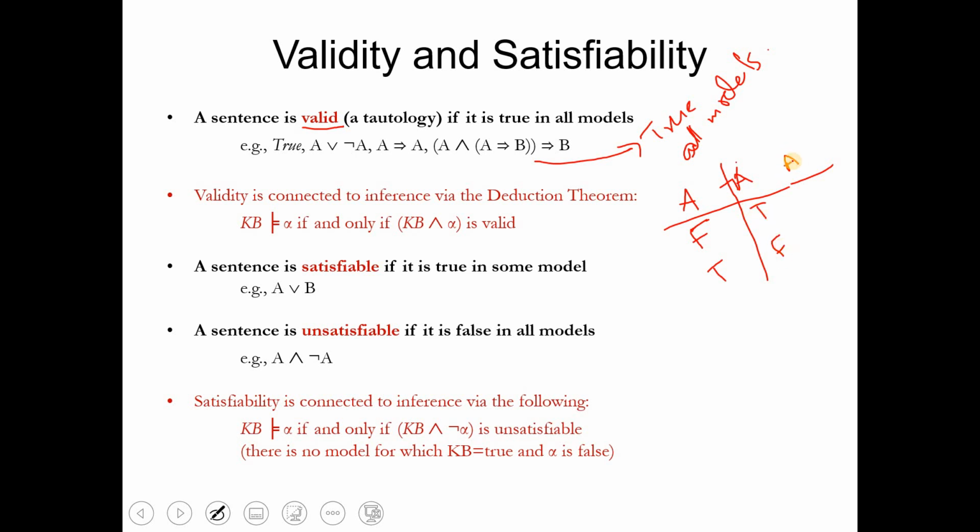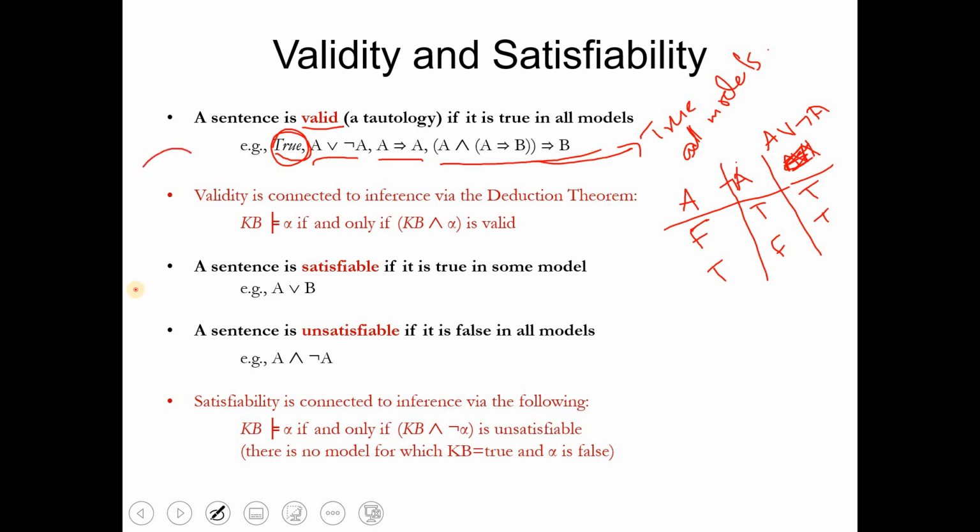And if I write A or not A, when you take the or, it will be always true. So such a sentence which is always true for all possible models is called a valid sentence. Models depend on the number of variables. A simple example of a valid sentence is the constant true. True is always true, we can't change that. So all of them are always true.